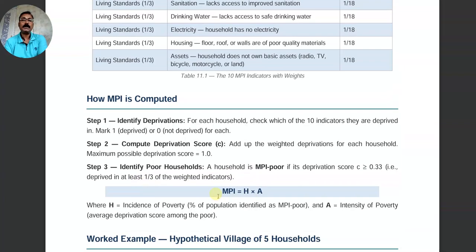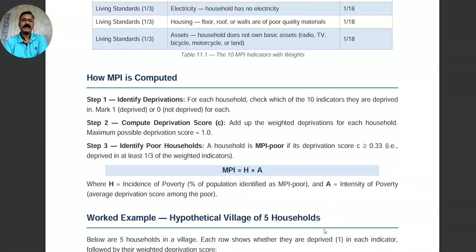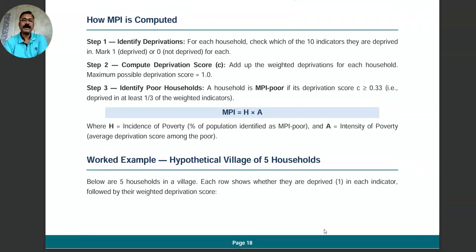After that, we need to calculate MPI, the multidimensional poverty index, which equals H into A. What is H? H is the incidence of poverty, that is the percentage of population identified as MPI poor, and A, the intensity of poverty, that is the average deprivation score among the poor. So a hypothetical example is given with respect to 5 households.